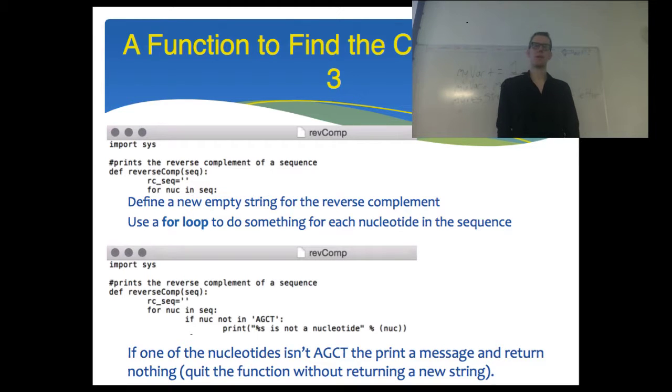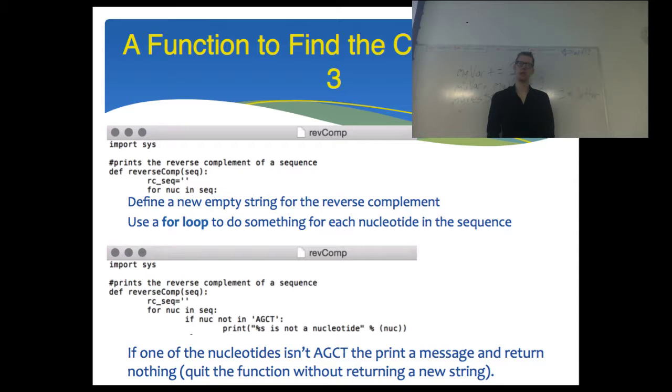So what do I need my function to do? Well, first I need it to define an empty string, which I'm calling rc_seq, which will store my reverse complement sequence. So I'm starting with that empty, and I'm going to fill it with values as I go through my input sequence. And then I want to do something for every nucleotide in my input sequence. So that's where this for loop comes in.